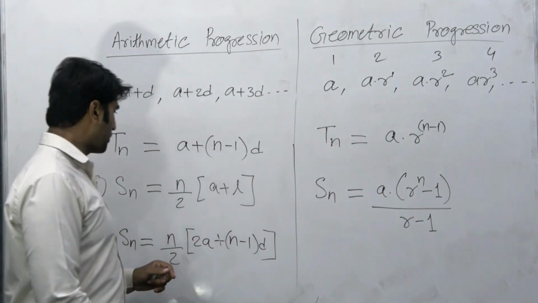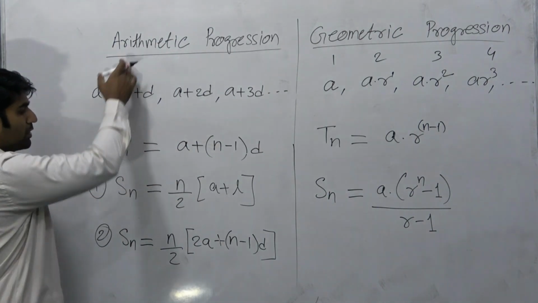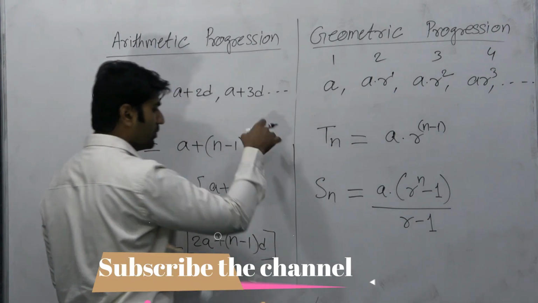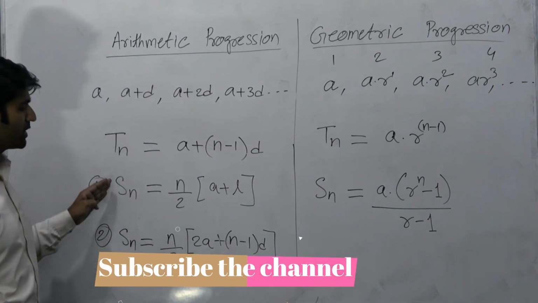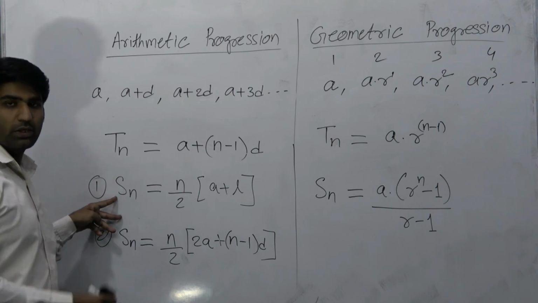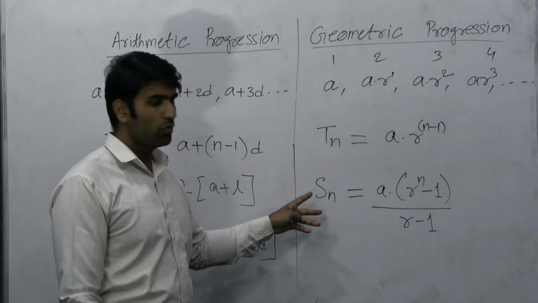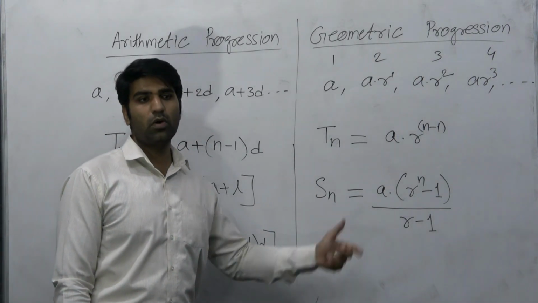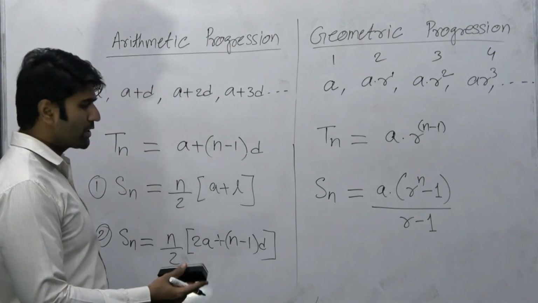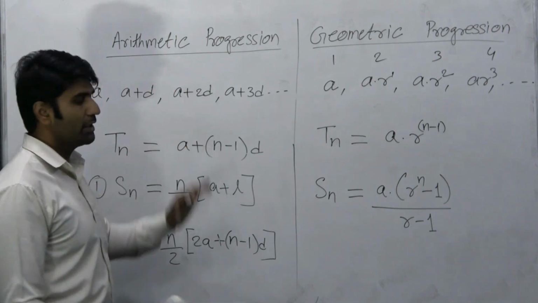So these are the formulas for Tn, that is the nth term in arithmetic progression, and the nth term in geometric progression. Similarly, we have formulas for the sum of n terms. In arithmetic progression, we have two formulas for the sum of all terms, and in geometric progression, we have only one formula for the sum of n terms. Okay. So next we will solve some examples regarding arithmetic progression.